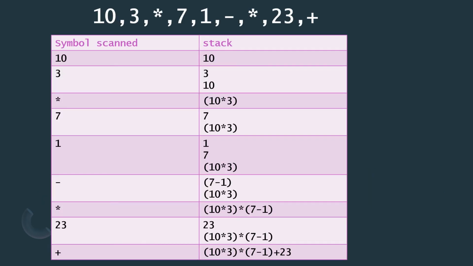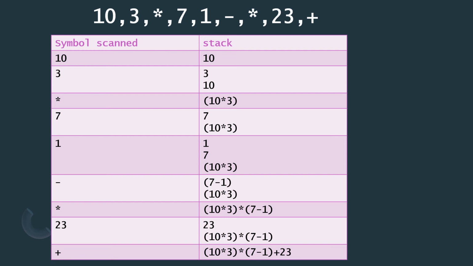So we will check one by one. We will scan all the items starting with 10. 10 will be placed in the stack, and 3 is another value which will be placed in the stack, and plus is an operator. When an operator comes, the top two elements will be popped and the operator will be placed in between them. So it becomes 10 into 3.